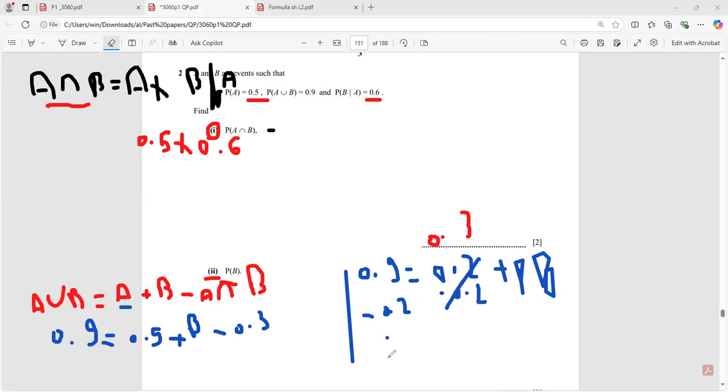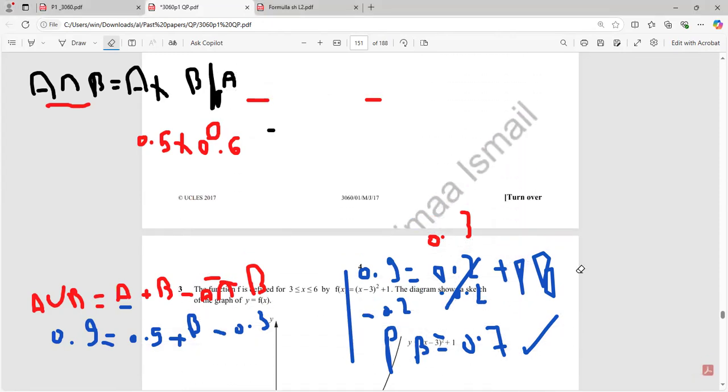So here it is solved. 0.9 will be equal to 0.2 plus the probability of B, and that is the question here, the probability of B. So minus 0.2 from both sides, the probability of B will be equal to 0.7, and we're done. There are no more questions here. Yeah, we get it.